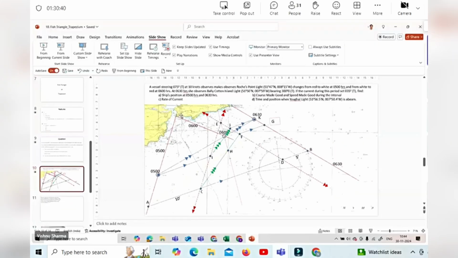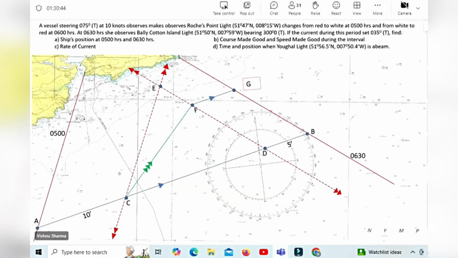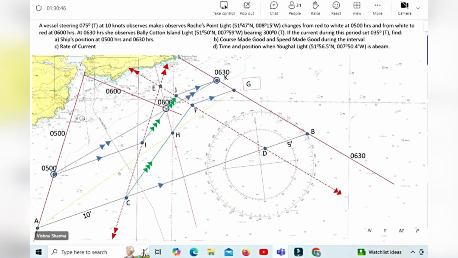And then the only option is to do the trapezium or the fish triangle method. Okay. Let me share with you the assignment for today. You can have a look at it, guys.